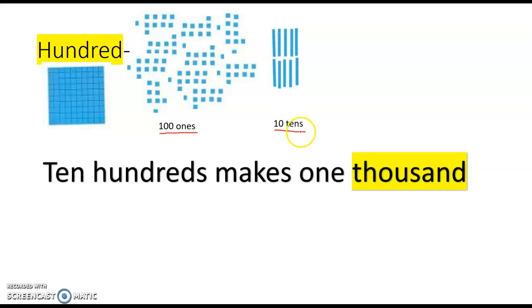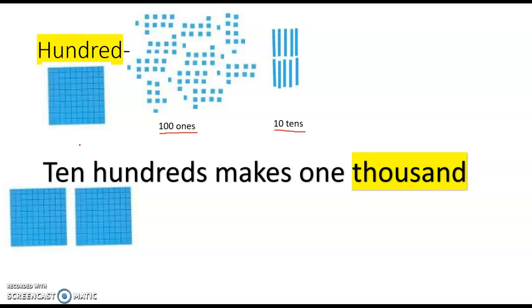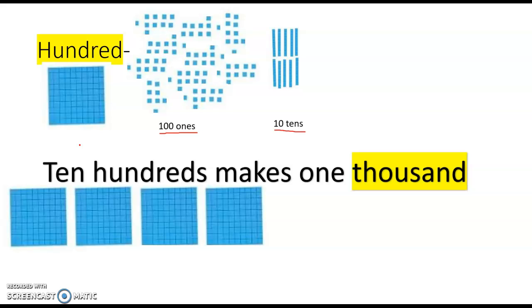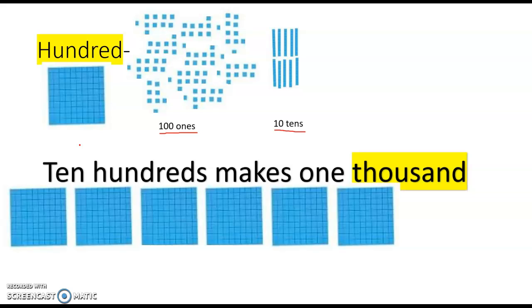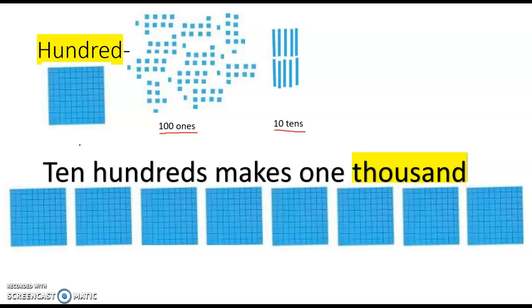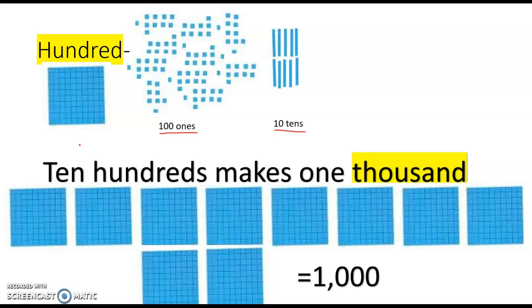If we had 10 100s, we would have 1,000. We can count by hundreds to get to 1,000. 100, 200, 300, 400, 500, 600, 700, 800, 900, 1,000. 10 100s equals 1,000. If I were to represent 1,000 using my place value blocks, it would look like this.